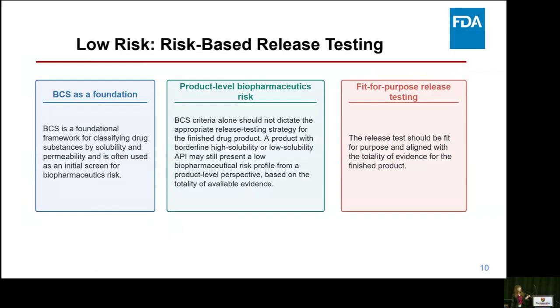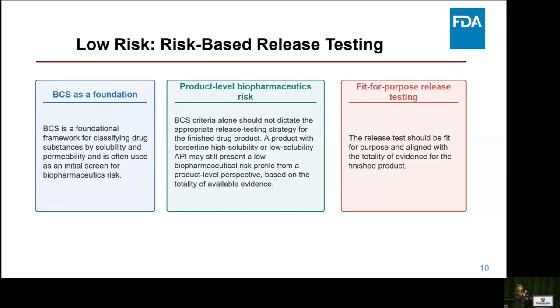And then let's start with the low risk product. For low risk products, BCS is the foundational framework for classifying substances by their solubility and permeability, and could be a powerful initial screening tool for biopharmaceutical risk.